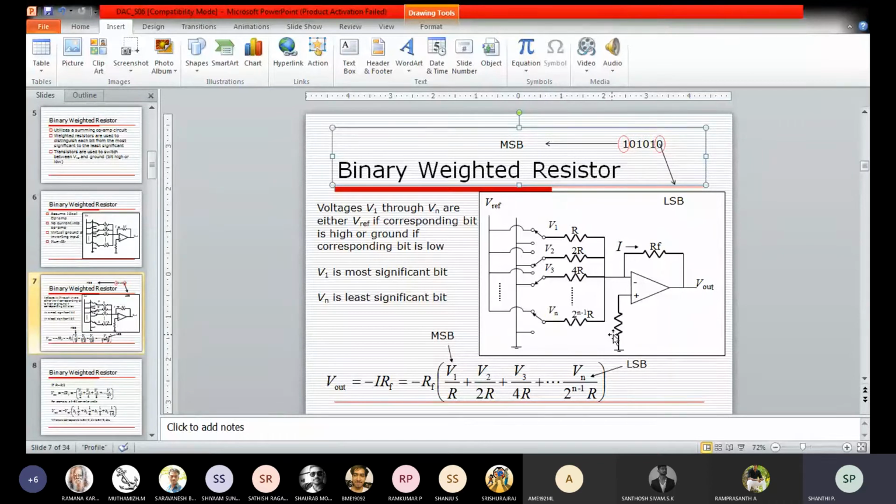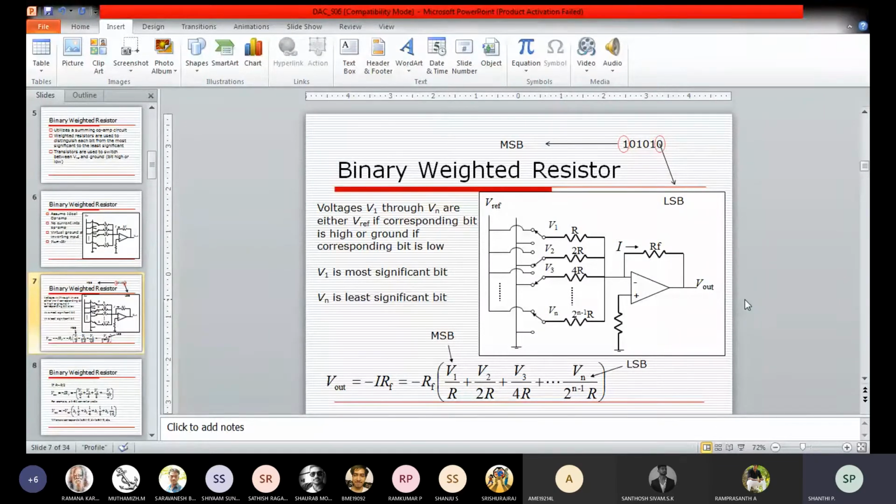So it depends upon what we connect here: V1 by R, V2 by R. How many signals are available? 1, 2, 3, 4, 5, 6 input signals, so 6 resistors are required. 1 means it is connected to the V reference signal, and 0 means it is connected to the ground potential. Similarly, we connect the rest.